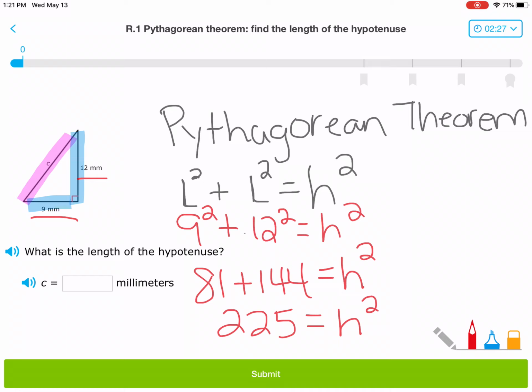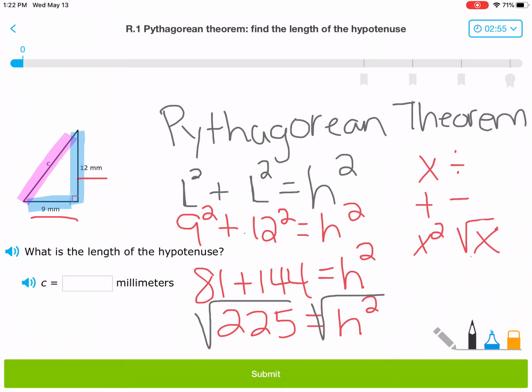When we solve equations, we talk about doing the opposite operation. So when we have multiplication, the opposite is to divide. When we have addition, the opposite is to subtract. When we square a number, the opposite is to take the square root of that value. Okay? So we're going to be taking the square root of 225 and the square root of h squared. The square root and the square cancel each other. Okay? So that's how I get left. I'm just left with h.